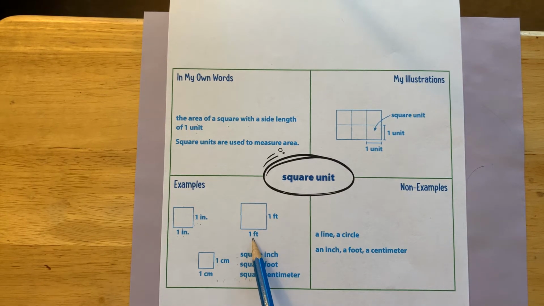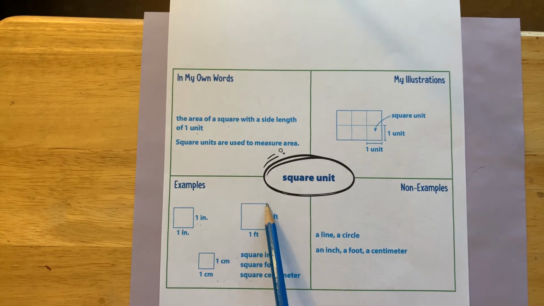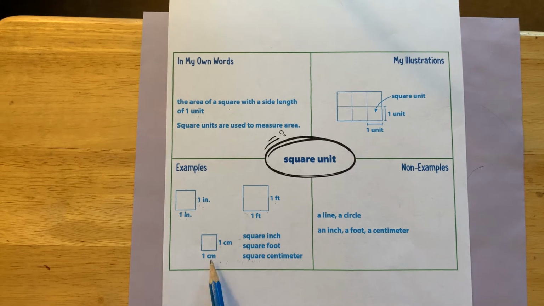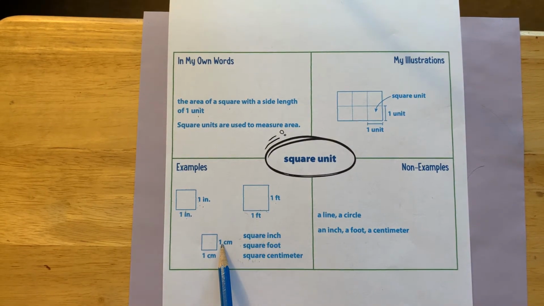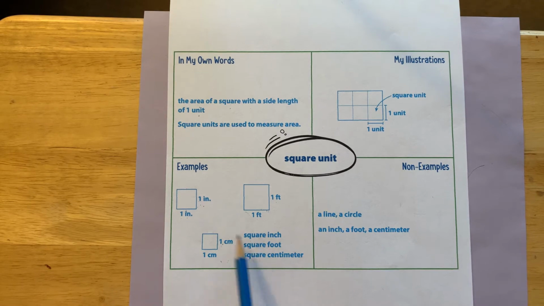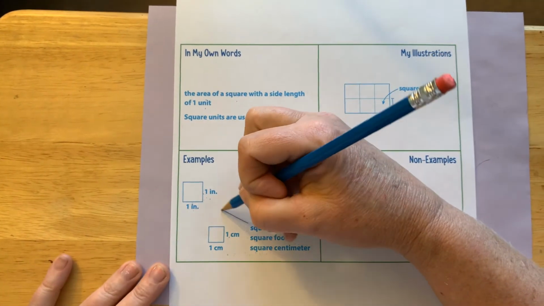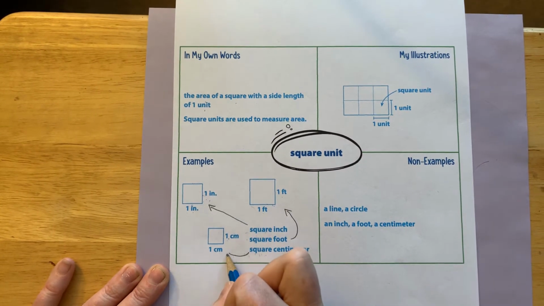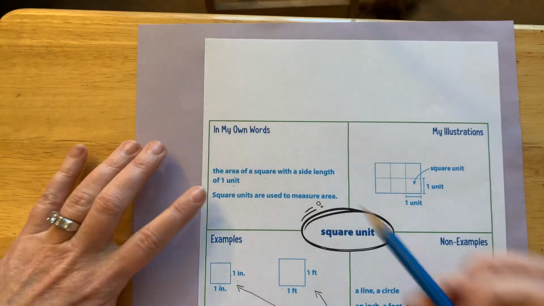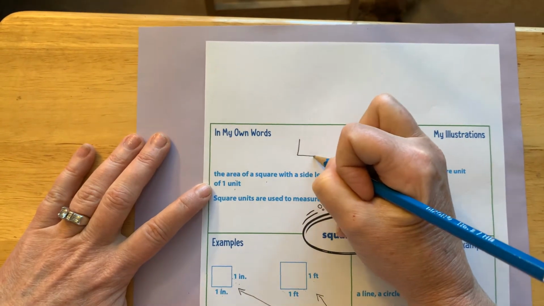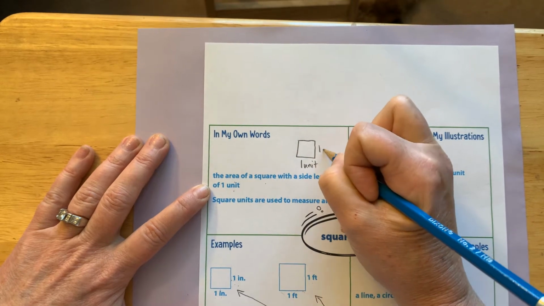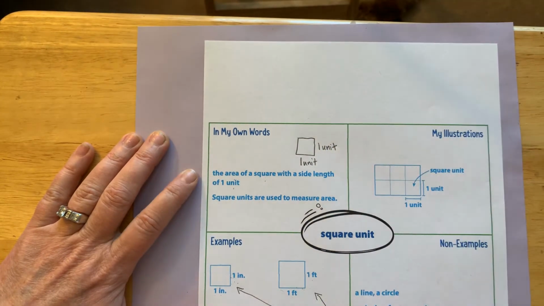We could also have a 1 foot by 1 foot. Notice it's 1 foot and 1 foot. That means it's a square, so we can use that to measure. We could also use a 1 centimeter by 1 centimeter square. That would be a square inch to match this one. We have a square foot, and we have a square centimeter. And up here, if you want to, a square unit would be a square with 1 unit as the length and 1 unit as the width.